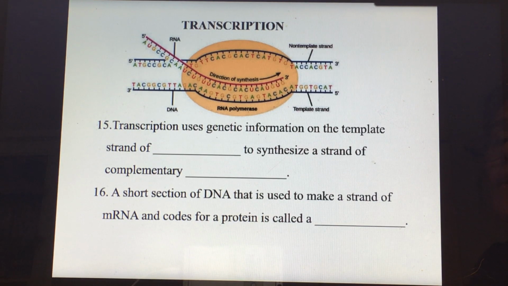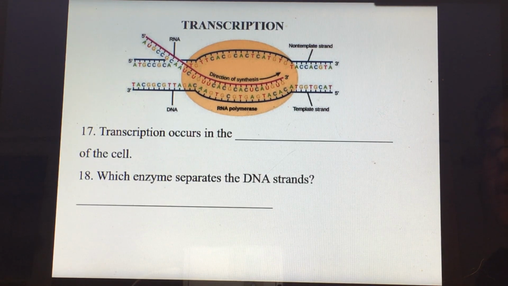Transcription uses genetic information on the template strand of DNA to synthesize a strand of complementary mRNA, and a short section of DNA that's used to make a strand of mRNA and codes for one single protein is called a gene. Transcription occurs in the nucleus of the cell, and the enzyme that separates the DNA and allows the messenger RNA to be built is called DNA helicase. It's the same enzyme that opens a DNA molecule during replication.